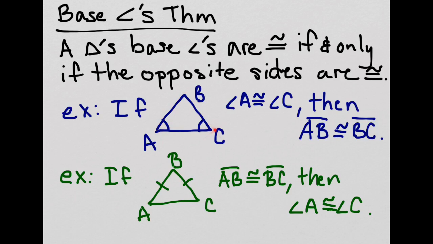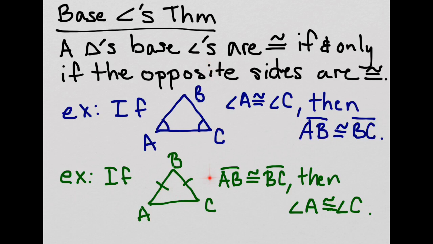For example, if in triangle ABC we see that angles A and C are congruent, then we can say their sides that are opposite to those angles are congruent. The side opposite to angle C would be side AB. The side opposite to angle A would be side BC. So if the angles are congruent, the opposite sides are congruent. Vice versa down here, we're given the same triangle, however this time we're just told that AB and BC are congruent sides.